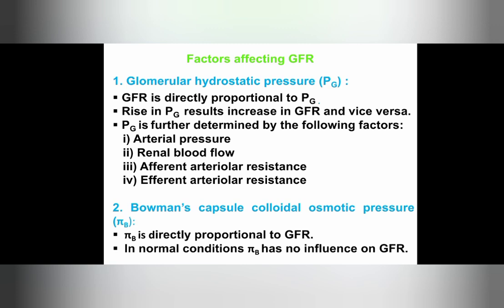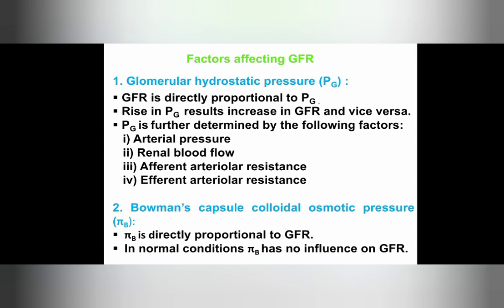So the first factor we have is the glomerular hydrostatic pressure, P suffix G. This glomerular hydrostatic pressure has a directly proportional relationship with the glomerular filtration rate. That means a rise in the glomerular hydrostatic pressure results in an increase in the GFR, and vice versa. This glomerular hydrostatic pressure is further determined by other factors: arterial pressure, renal blood flow, afferent arteriolar resistance, and efferent arteriolar resistance.